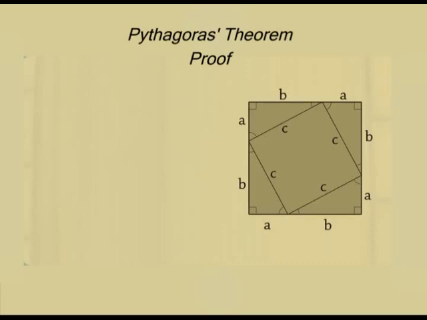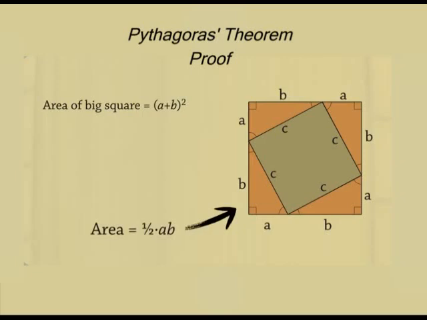The lengths of the sides of this square are A plus B, and so the area of the big square is equal to (A plus B) squared. There's another way of finding the area of this square. We can add up the area of the 4 triangles and the small square in the middle. Remember, the area of one triangle is equal to a half base times height, and so the area of one triangle is equal to a half A times B. The area of the small square is equal to C squared.